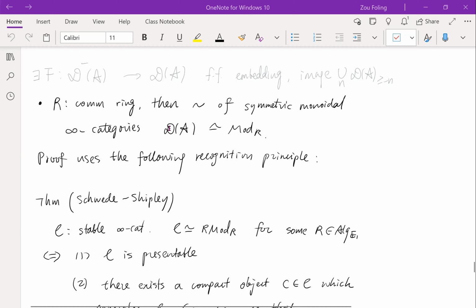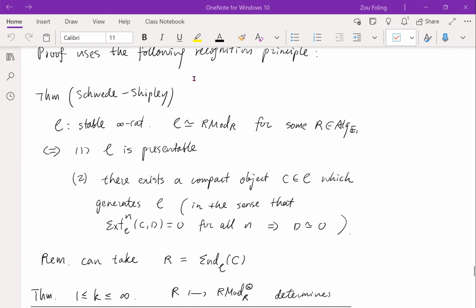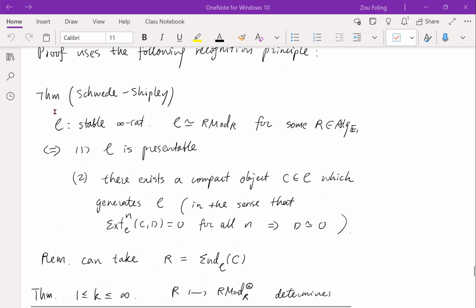Okay, these are some results I'm presenting, but I don't want to go into the proof of those. But there's one element in the proof that I want to mention, which is the recognition principle. And this is interesting to know in its own right. Let's start with the E1 case. It's a theorem by Schwede and Shipley.